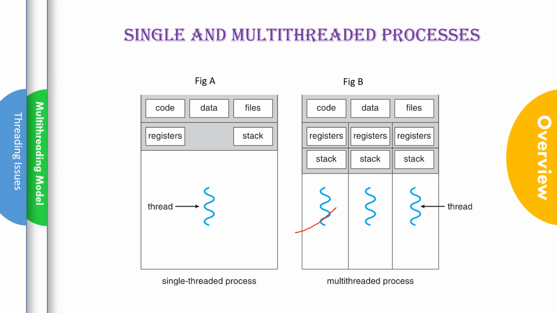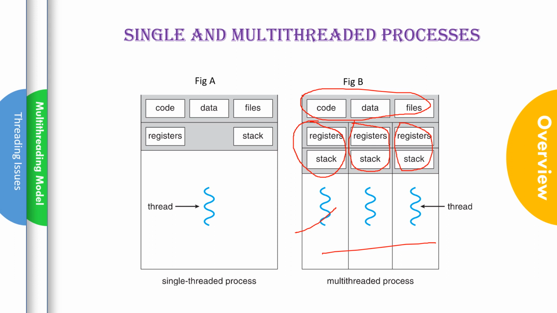Now I said that register, stack and thread ID are specific for each thread. So here you see that registers and stacks are dedicated for each thread. So each thread is having this information. This data is exclusively for the thread. Whereas if you see that the code, the data and files of a process are shared between all the three threads. So this is how threads have some data which are dedicated for each of them and some data that are shared between all the threads.